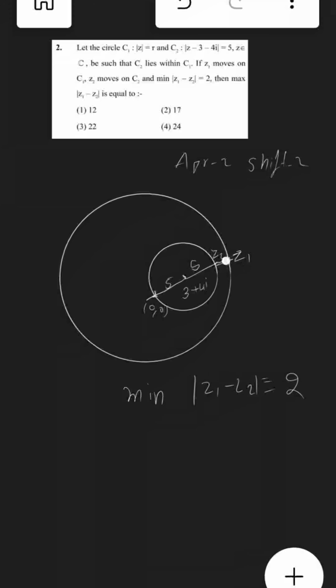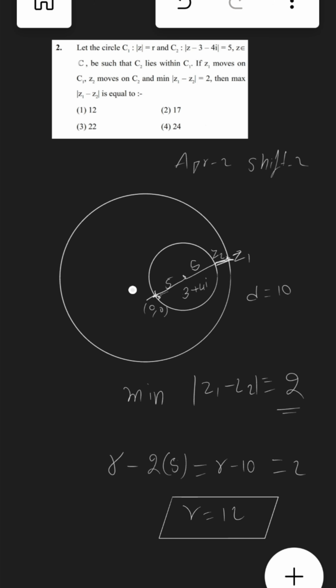Here Z1 minus Z2 means the distance. This distance means R, the radius of C1, minus the diameter of the small circle. The diameter of the small circle is D equal to 2 into 5, which is 10. So R minus 10 is equal to the already given 2, so R is equal to 12. So the radius of C1 is 12.